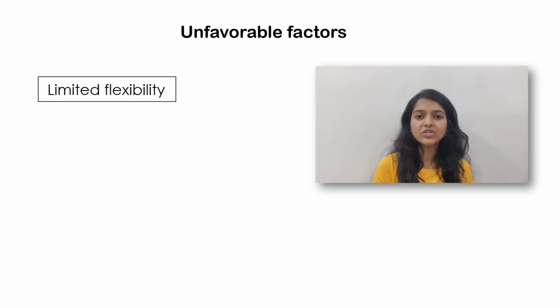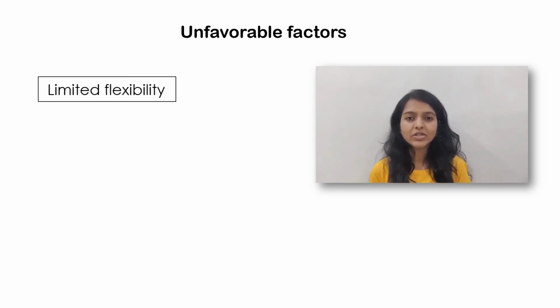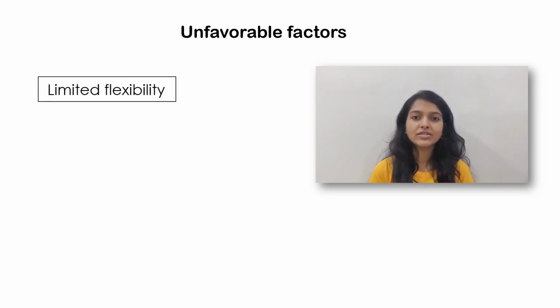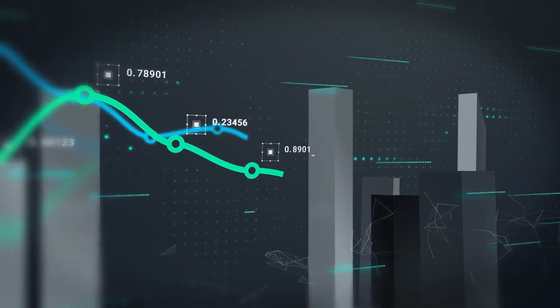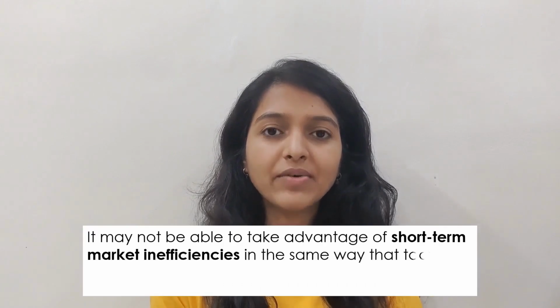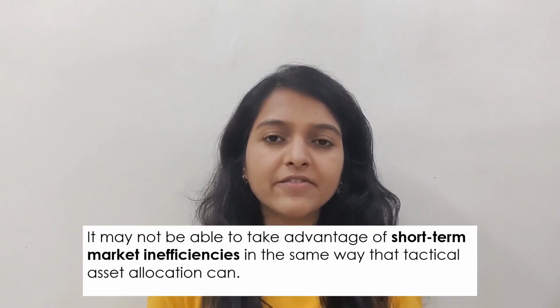What does not work with this strategy is that it is a more rigid approach due to its long-term nature, which may not be able to adapt to any changing market conditions. And the second is there are lower potential returns. Strategic asset allocation aims to generate consistent long-term returns. It may not be able to take advantage of any short-term market inefficiencies.